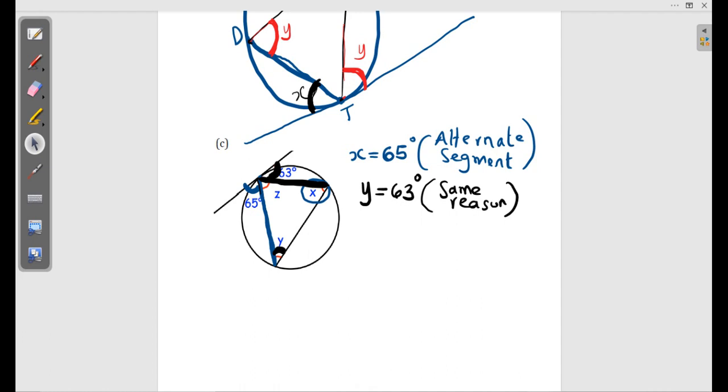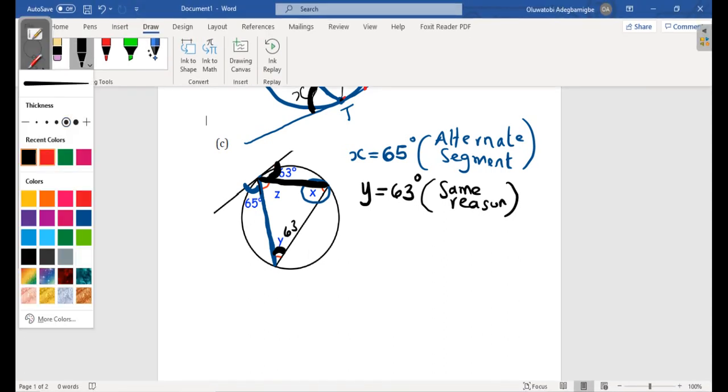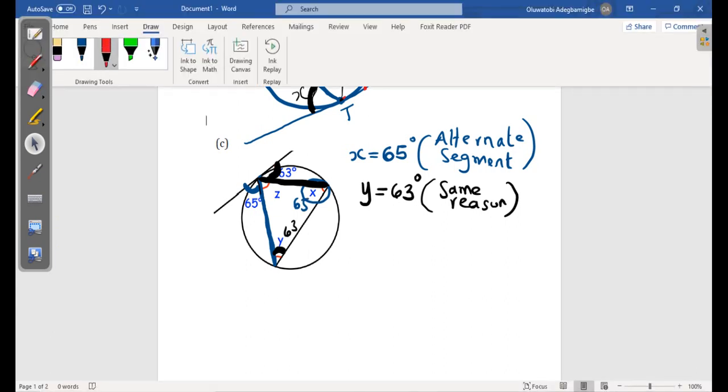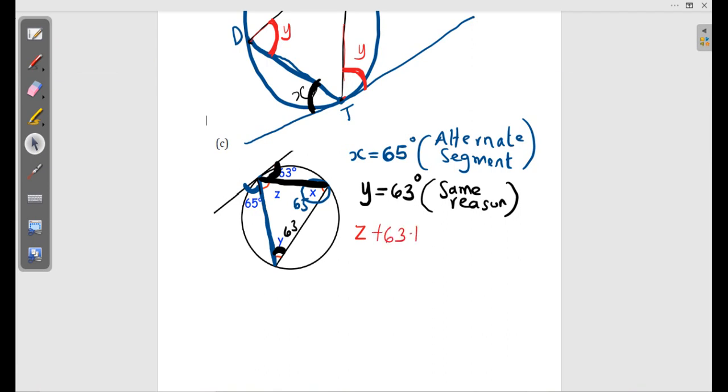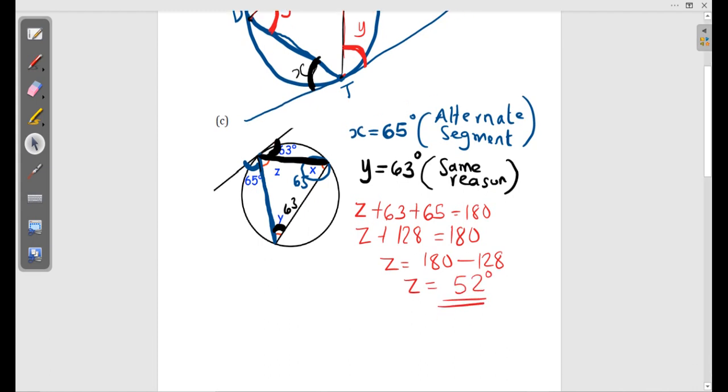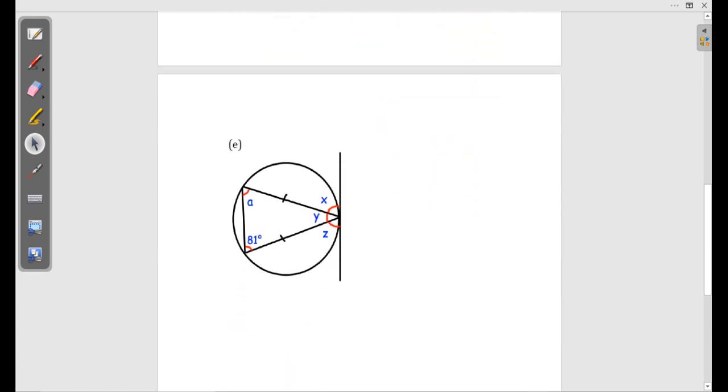Then how do I get my z? I already know here to be 63. I already know that my x is 65. So I want to get my z, and without any problem, z plus 63 plus 65 equals 180, sum of angles in a triangle. So you have z plus 128 equals 180. z will be 180 minus 128, and z will be 52 degrees. I hope it's clear. So let's look at the second one.